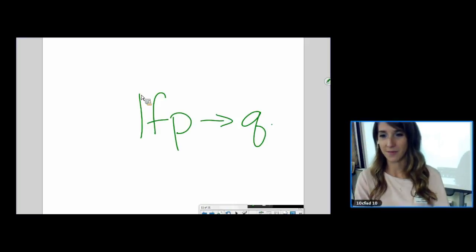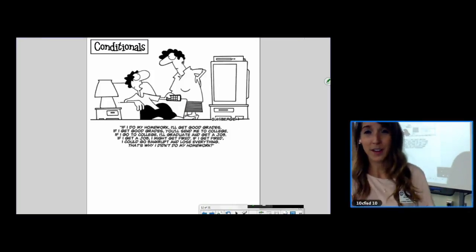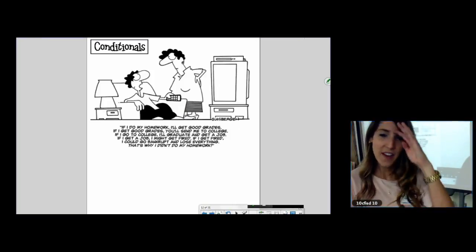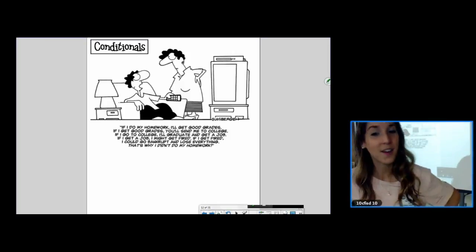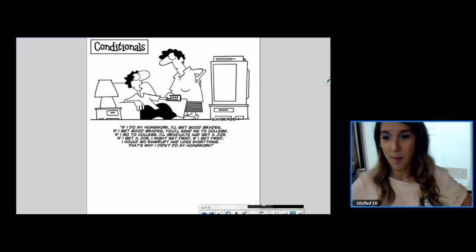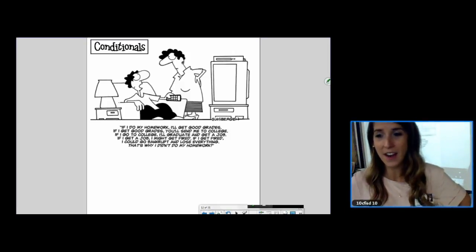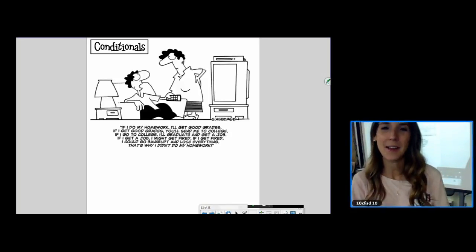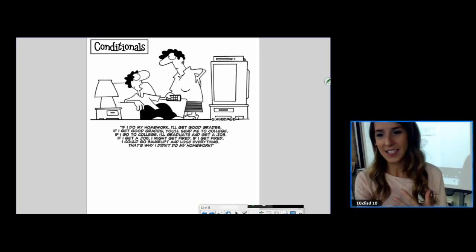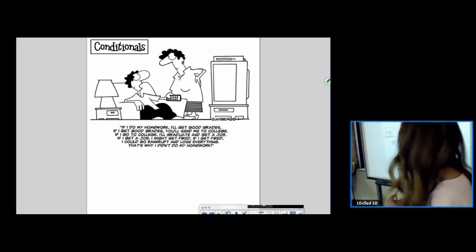If, then. If I do my homework, then I'll get good grades. If I get good grades, then he'll send me to college. If I go to college, then I'll graduate and get a job. If I get a job, then I might get fired. If I get fired, then I could go bankrupt and lose everything, and that's why I didn't do my homework. Whew! That's a pretty lofty argument. Pretty good logic for not doing your homework, right? So that's what we're learning about today. We're learning about logic, and this cartoon was full of conditionals, so I just wanted to show it.